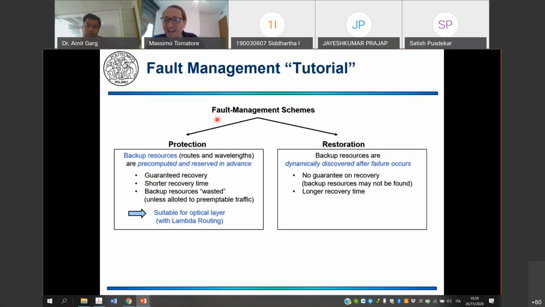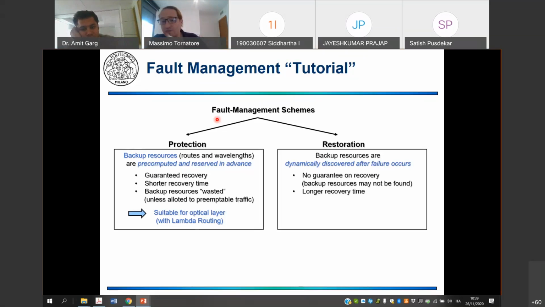Restoration is instead a reactive approach. You just provide one path for your connections, and then if there is a failure, you look for another path. This is indeed good for some reasons, because if, for example, you have 2 failures and the 2 failures in protection affect the first and the second path, you don't have a third path. While in restoration, as long as there is a path, you're going to find it. So there's some flexibility, which is actually desirable in restoration.